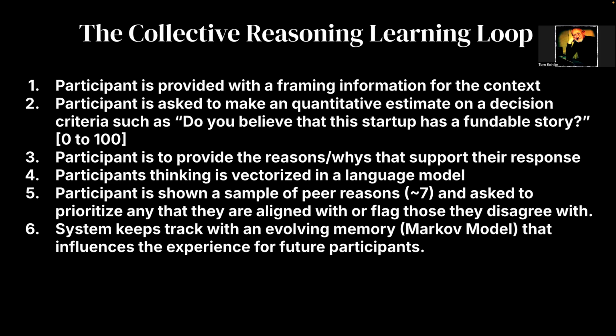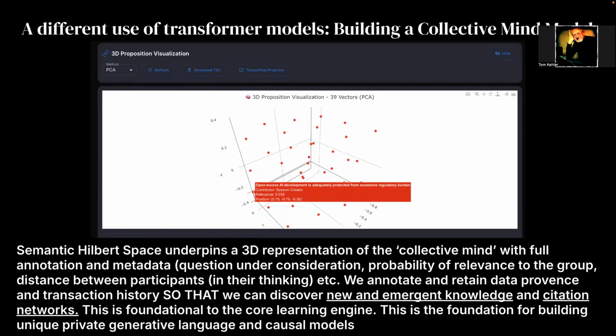And here, this is about figuring out what is the evidence that we can learn, what is the causal underpinning that we can learn from this. And then the system keeps track with an evolving memory that will influence the future participants. So each participant will see something slightly different because it's adaptively learning from the process.